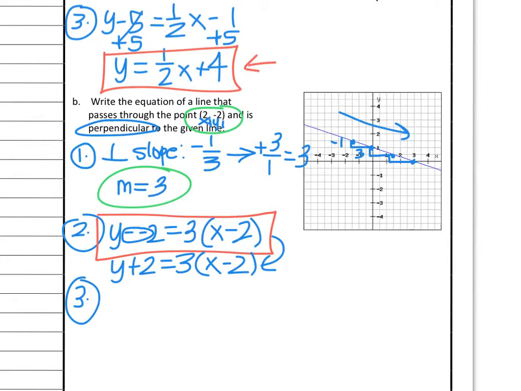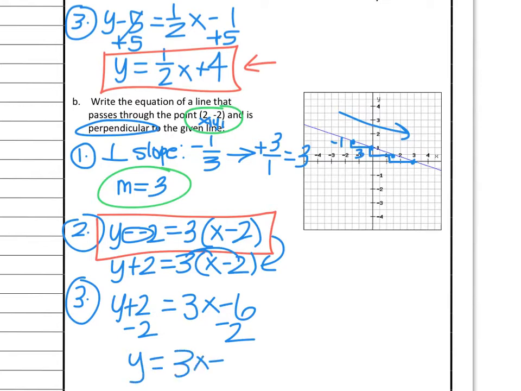But if we wanted to get it into y equals, it would be y plus 2 equals, distribute the 3, would be 3x minus 6, and then subtract 2 from both sides, and it would be y equals 3x minus 8. Okay, so those again are the same, but two different forms. So go on to the next page. We have one last page.